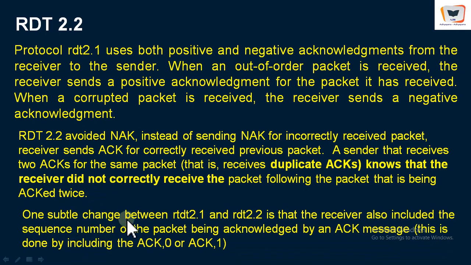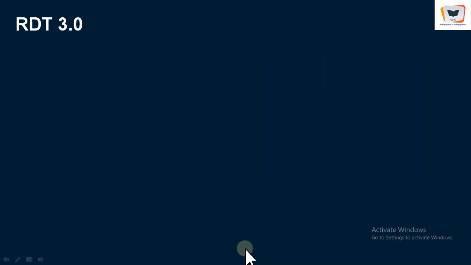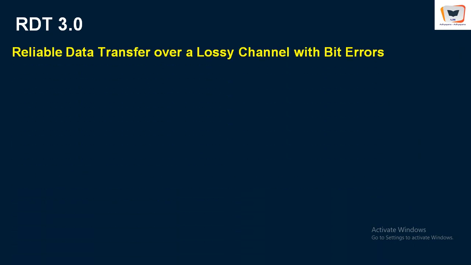Therefore, one subtle change between RDT 2.1 and RDT 2.2 is that the receiver also included the sequence number of the packet being acknowledged by an ACK message. This is done by including ACK 0 or ACK 1. Anyway, RDT 3.0 was the final version, and it is reliable data transfer over a lossy channel, of course.